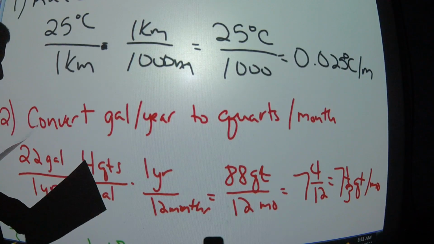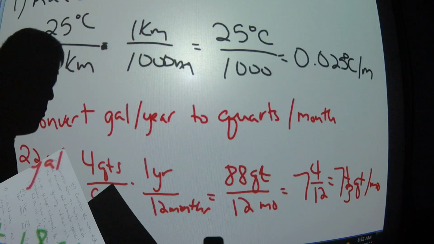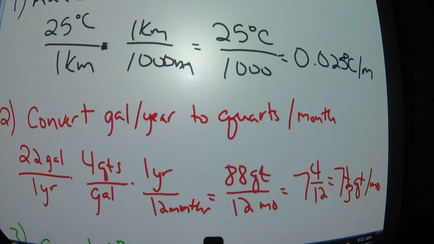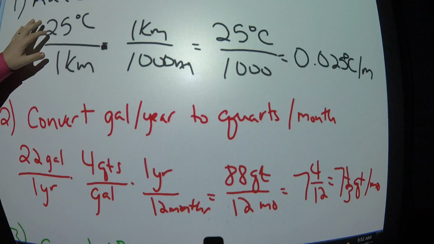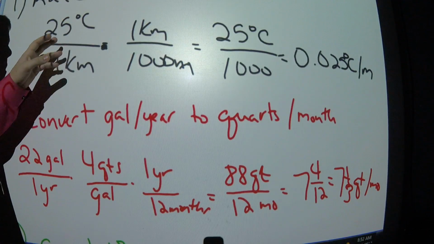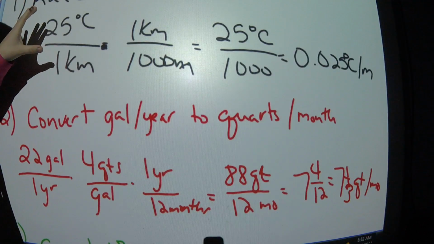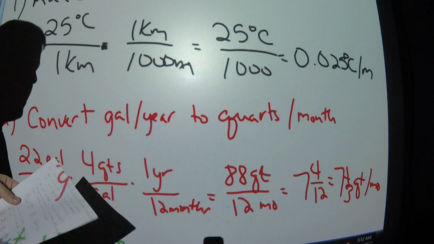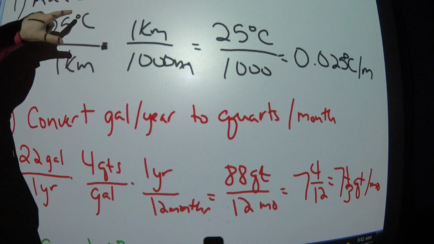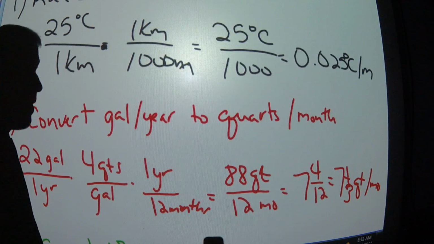So a unit conversion is a fraction in which the numerator and denominator represent the same quantity in different units, okay? What they mean by the same quantity is, for instance, on question 1, this is 25 degrees Celsius per 1 kilometer. This is the same rate or quantity, but different units. One is Celsius, one is kilometers.